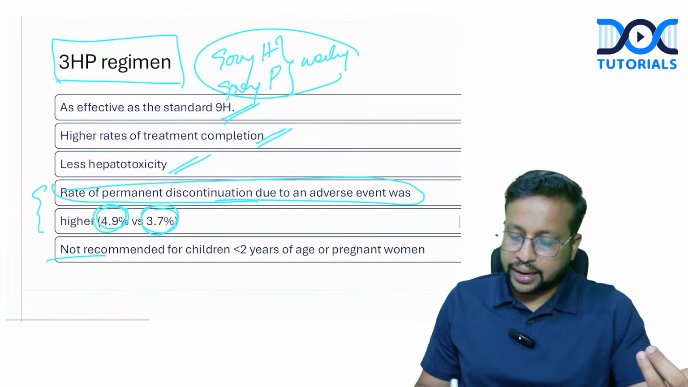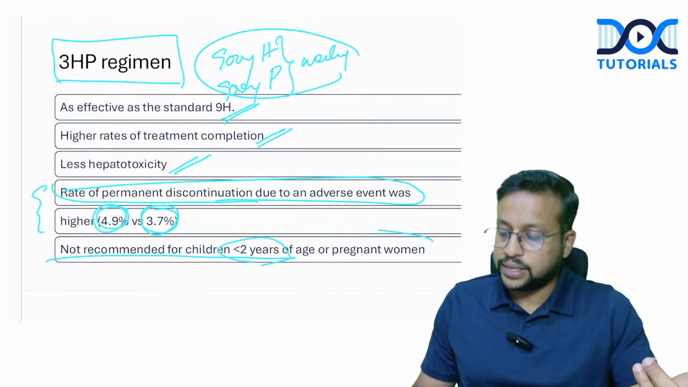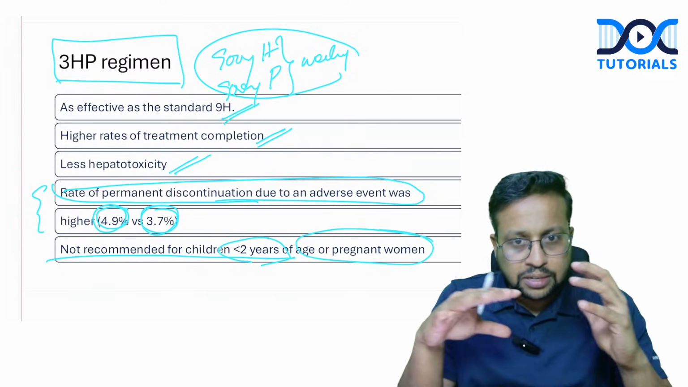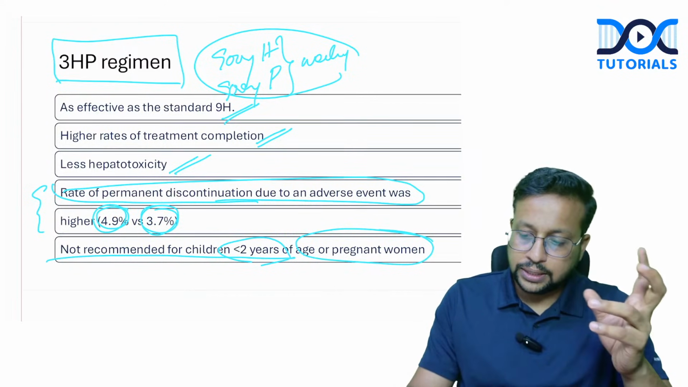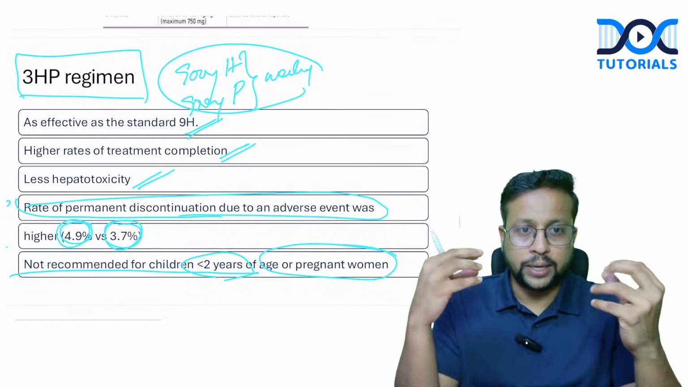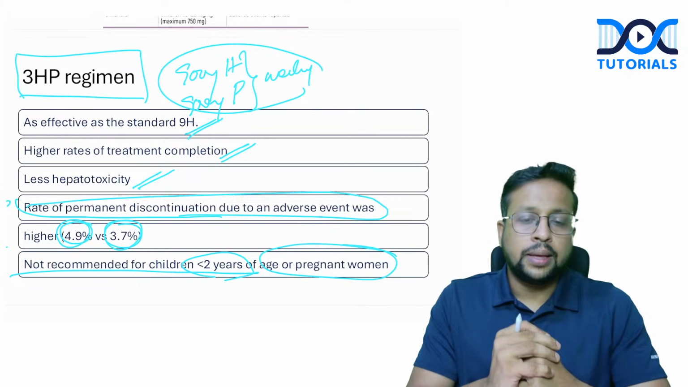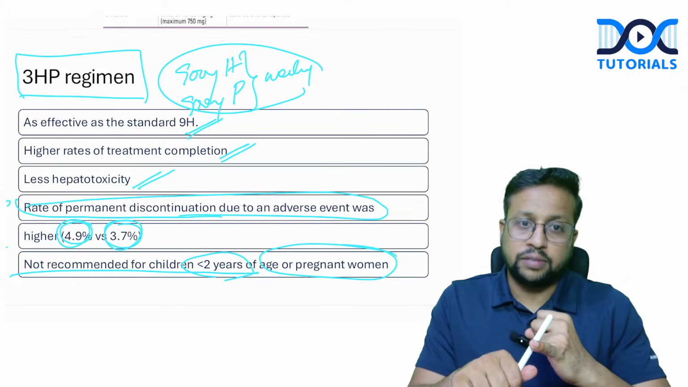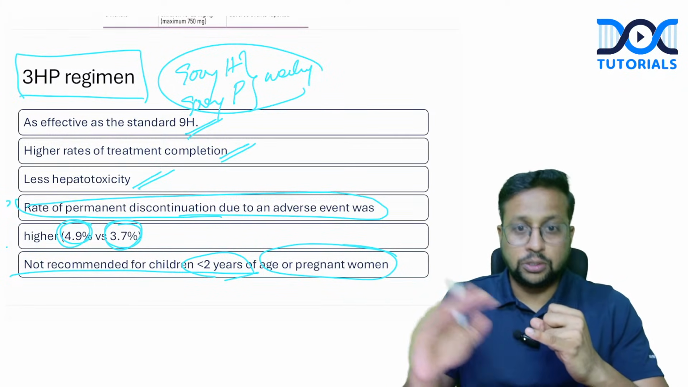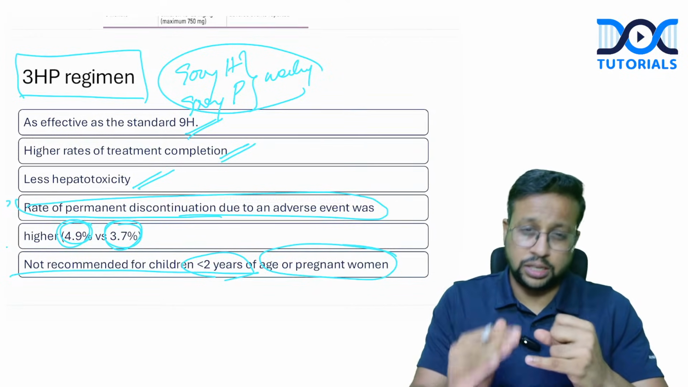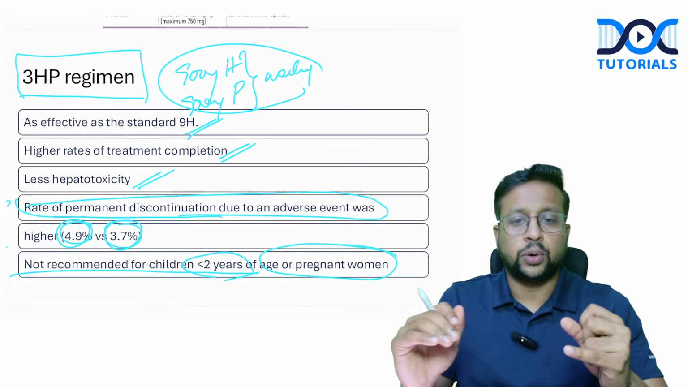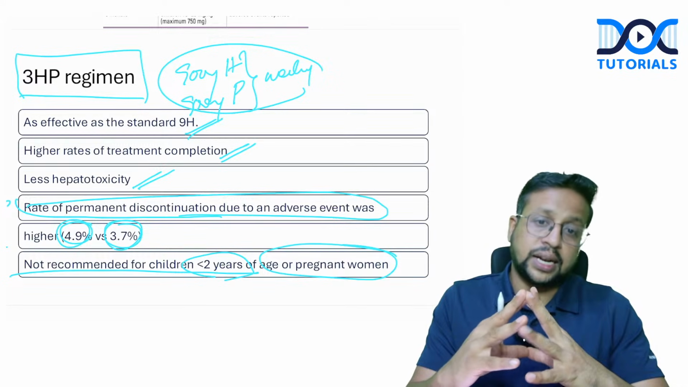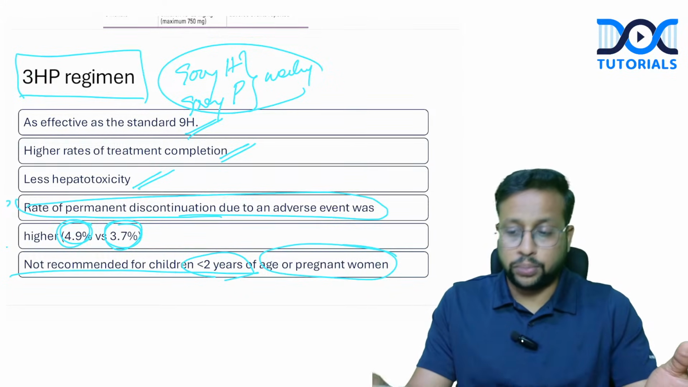That's all, and it's not recommended in children less than 2 years of age and pregnant females. So that is regarding the 3HP regimen. This is the favored regimen that is now being introduced in India. It's equally effective as the 9H regimen. Instead of giving isoniazid for 6 to 9 months, you can just give it for 3 months. And this is associated with lesser hepatotoxicity and better treatment completion.